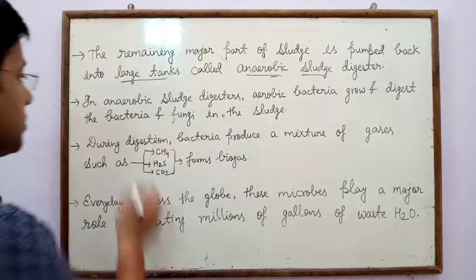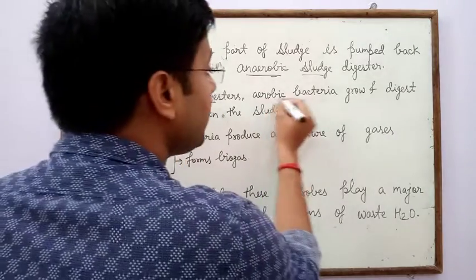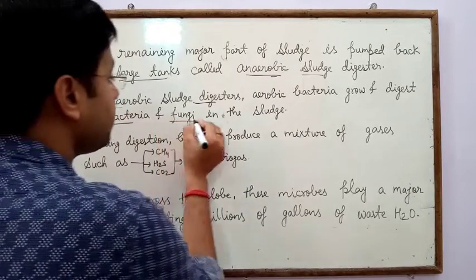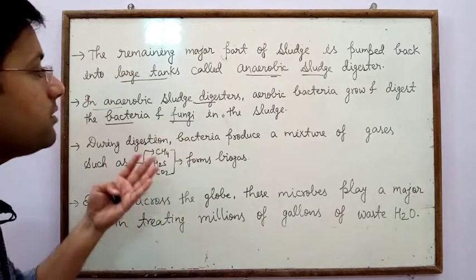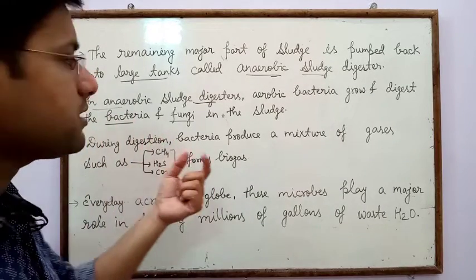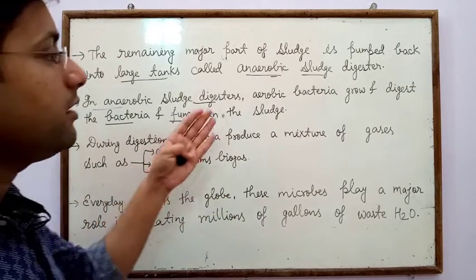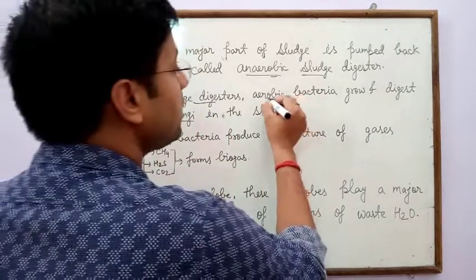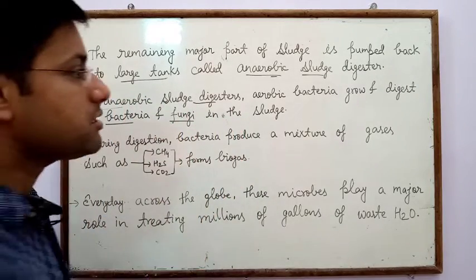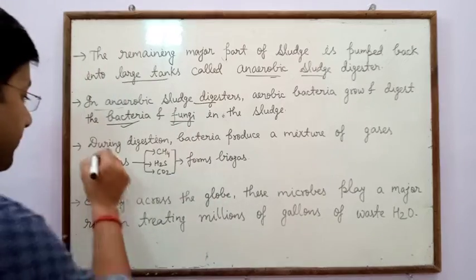In the anaerobic sludge digester, anaerobic bacteria grow and digest the bacteria and fungi in the sludge. In that sludge there are different types of bacteria and fungi present, and they are digested by these bacteria.